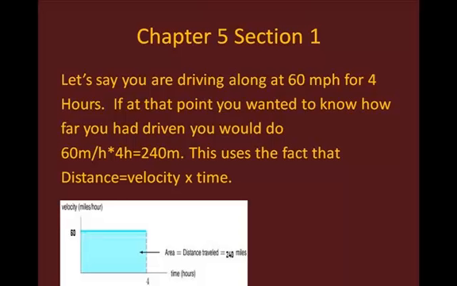This uses the fact that distance equals velocity times time. Velocity is a rate at which something is traveling. What we're doing here is we're finding a total area. Graphically, you see the graph below, we have a rate on the y-axis and a time on the x-axis. By finding the area underneath that line, we find the total distance traveled.